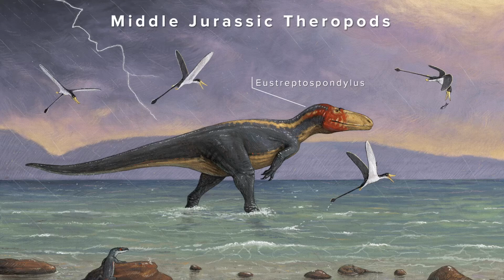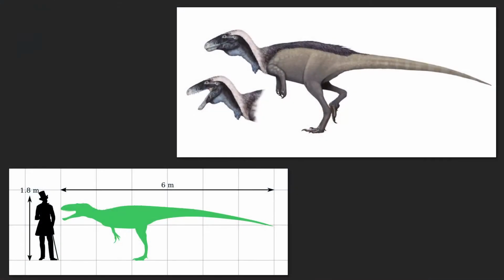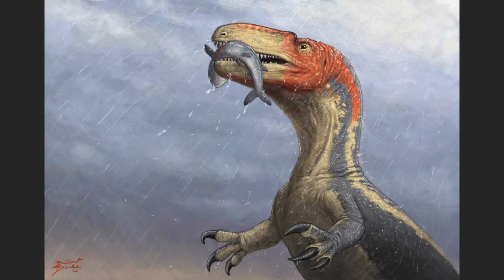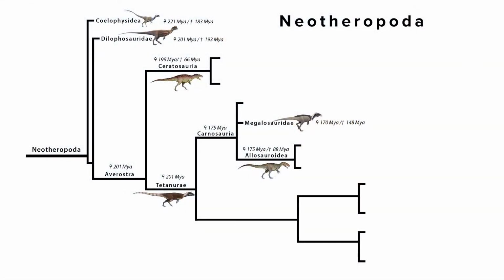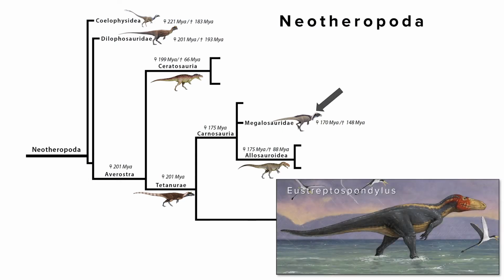So Eustreptospondylus looks pretty vanilla, if you ask me. It's just a normal dinosaur. Here is its size, about 6 meters long. It's less important what it's like and how it behaves. It is probably not an apex predator. There are some bigger theropods in the middle Jurassic. We'll talk about them soon. What is important is the family it belongs to. They are called the megalosaurids.